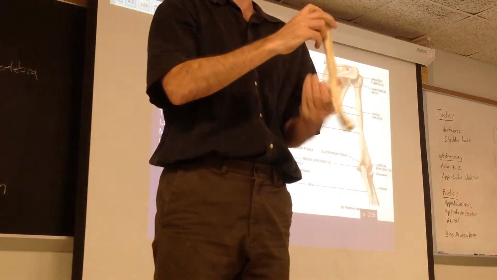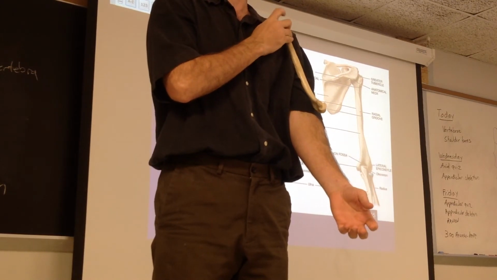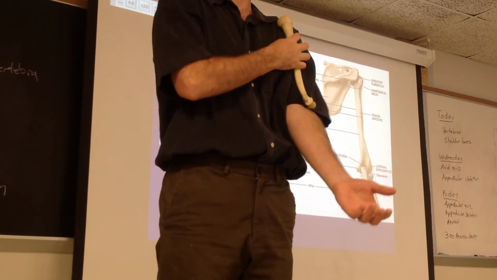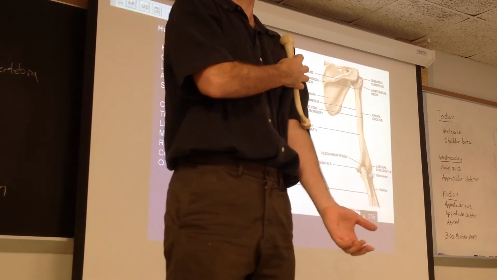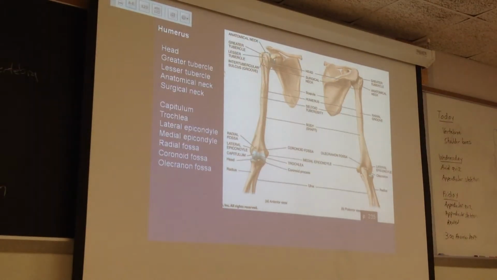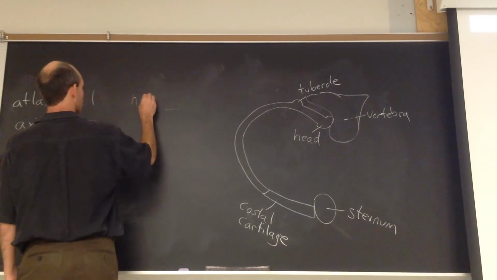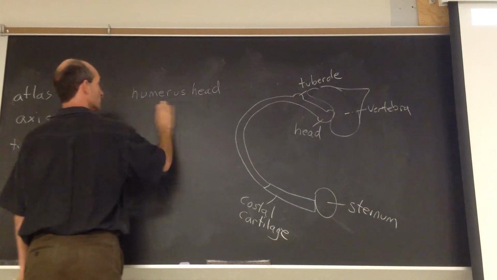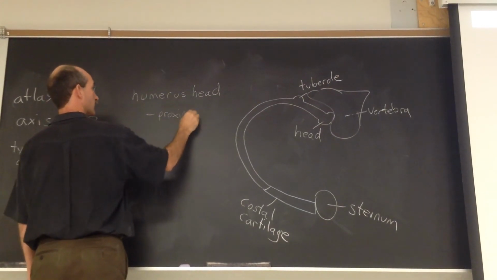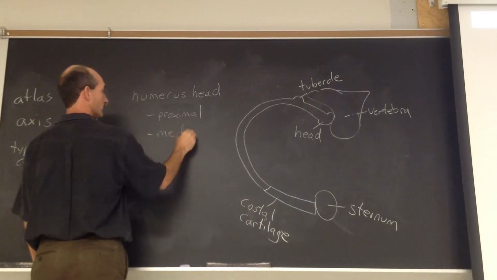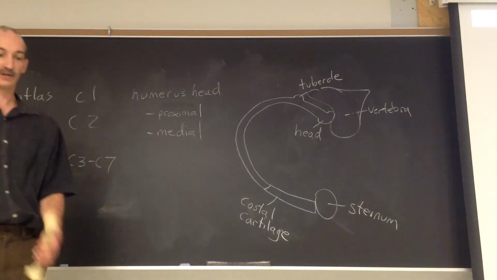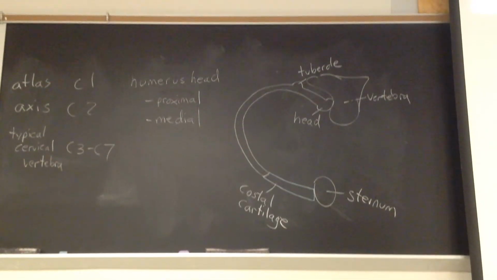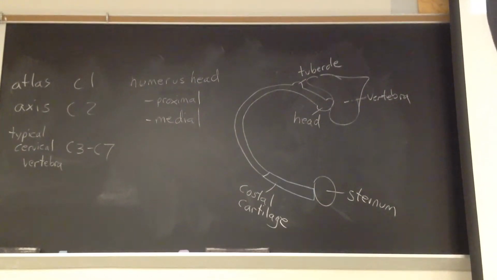The head always is on the proximal end and points medially, points in. If you can't remember that, just think about the way it has to work. You can't make the arm work unless it's oriented that way. So for the humerus, the humerus head is proximal and medial. That will get you oriented, whether it's left or right, whatever orientation you see.